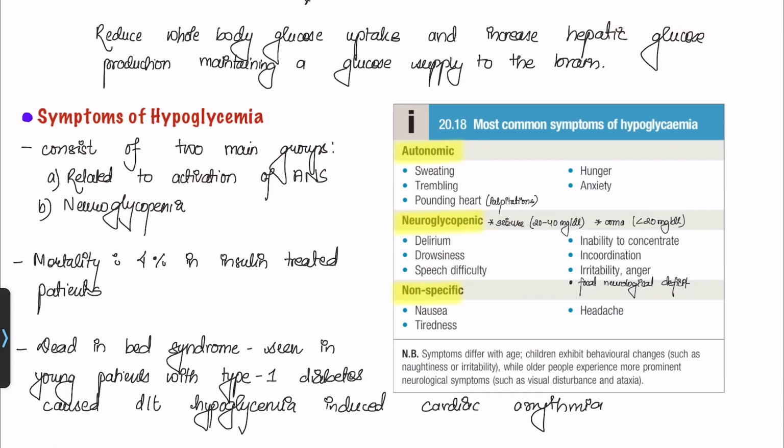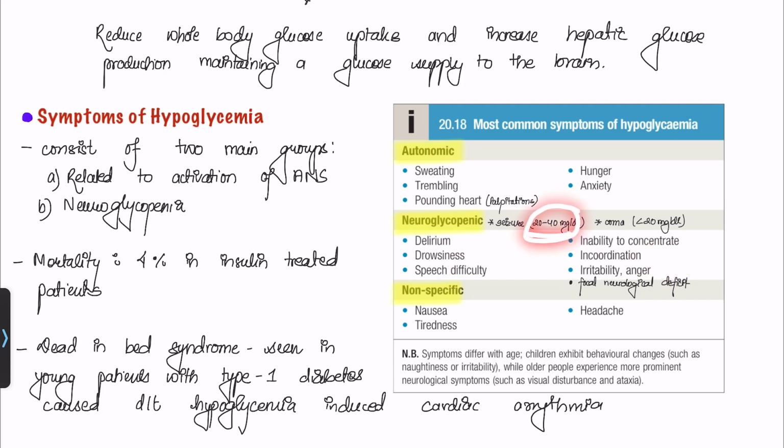The motto of all these steps is to maintain a constant supply of glucose to the central nervous system. Whenever a person develops hypoglycemia, there are various symptoms which can be categorized into two parts: those related to the activation of the autonomic nervous system, and those caused by the decrease in glucose level in the central nervous system, which are known as neuroglycopenic symptoms. The autonomic symptoms include sweating, tremors, palpitations, hunger, and anxiety. The neuroglycopenic symptoms include delirium, drowsiness, speech difficulty, inability to concentrate, incoordination, irritability, and anger.